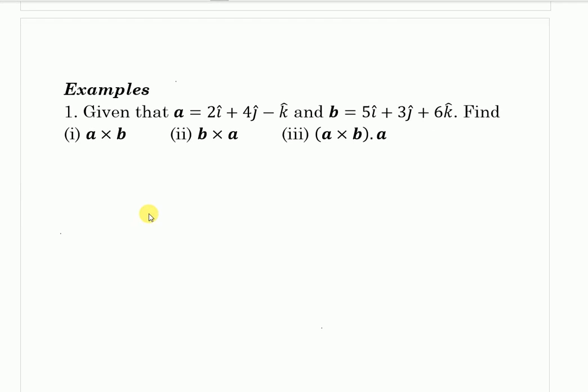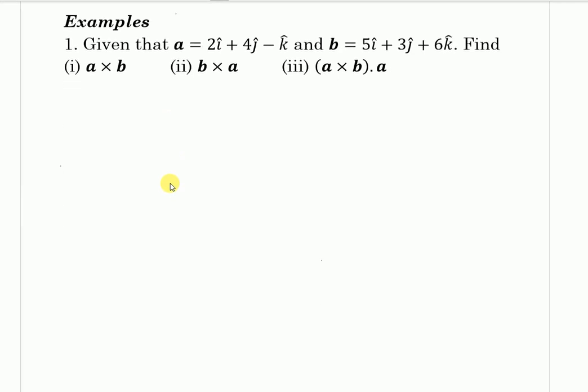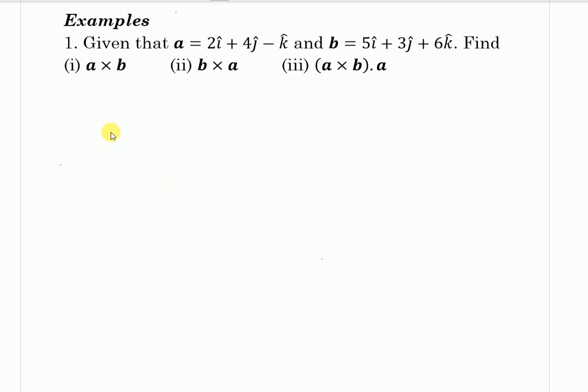This example is supposed to help us practice the use of the determinant formula, the determinant method of determining the cross product. They have given us those vectors, and they want to find A cross B. The determinant holds that you have I, J, and K. Because A is the first one, I have its components: for I, 2; for J, 4; and for K the component is -1.